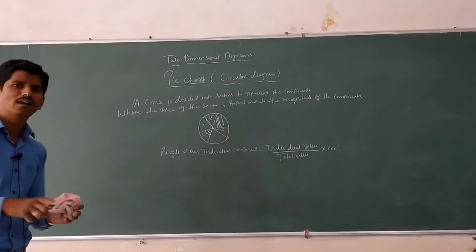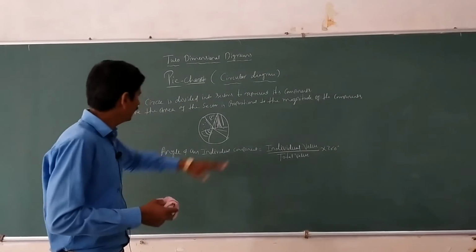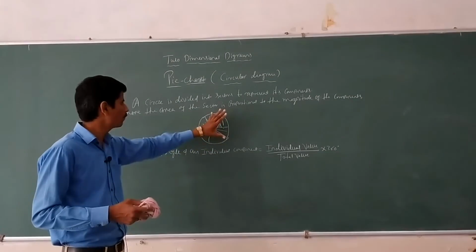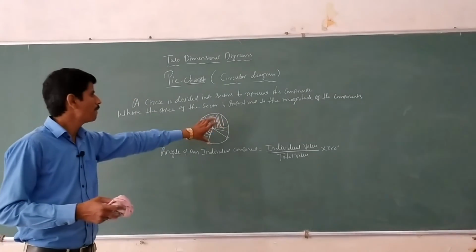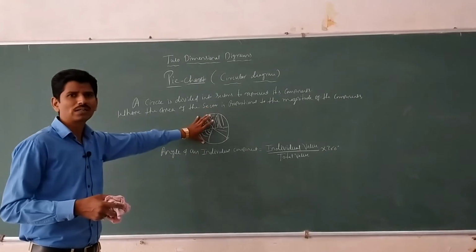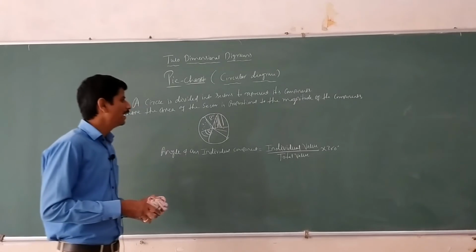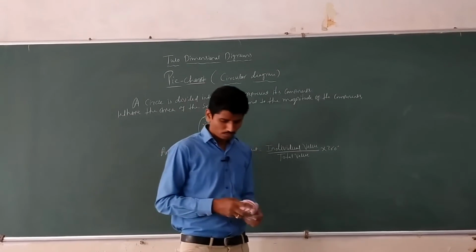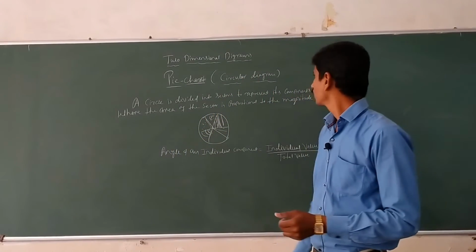Once again, a circle is divided into sectors to represent its components. The area of the sector will be proportional to the magnitude of the components. Then the angle of an individual component can be calculated. Now let us discuss the problems based on pie chart or circular diagram.